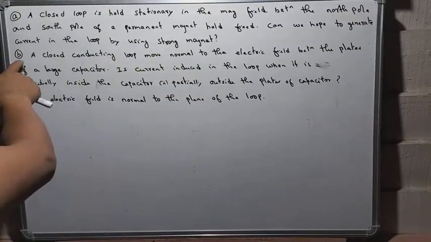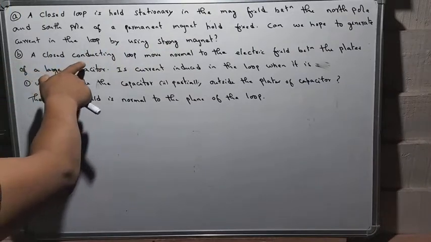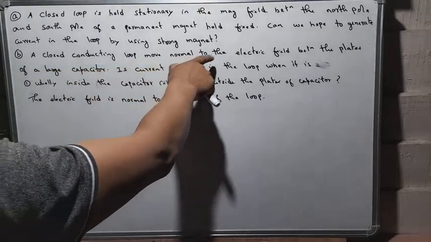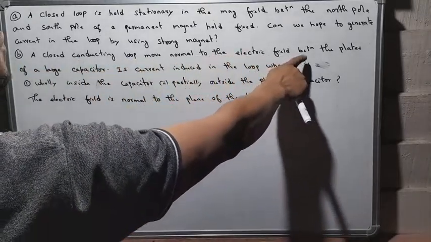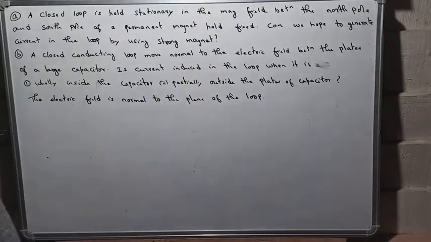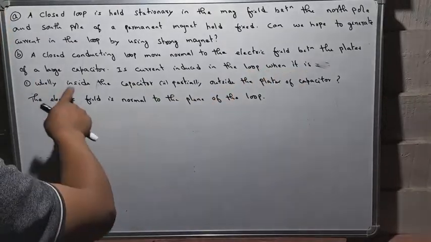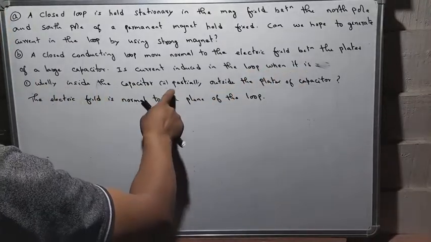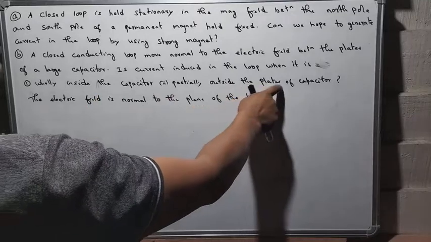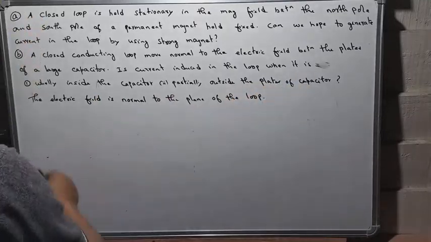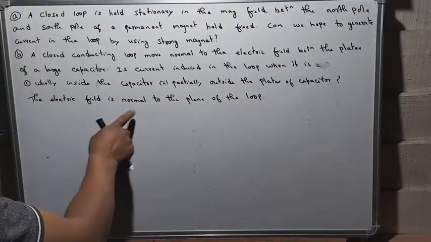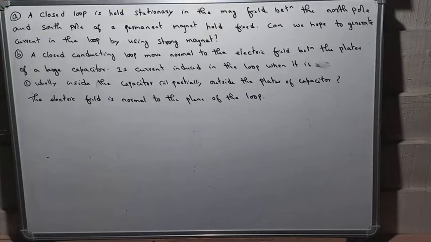And the second question says a closed loop moves normal to the electric field between the plates of a large capacitor. Is current induced in the loop when it is wholly inside the capacitor? Number two, partially outside the plates of the capacitor. It is being given that the electric field is normal to the plane of the loop.